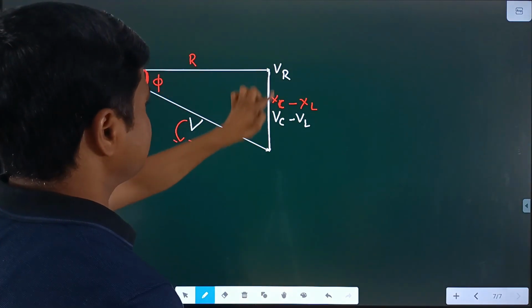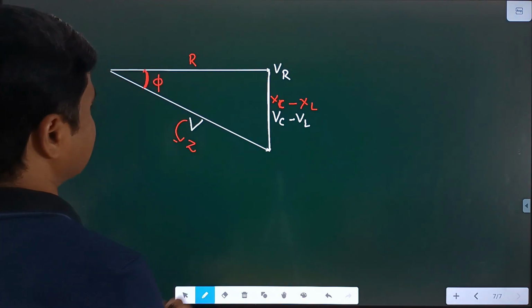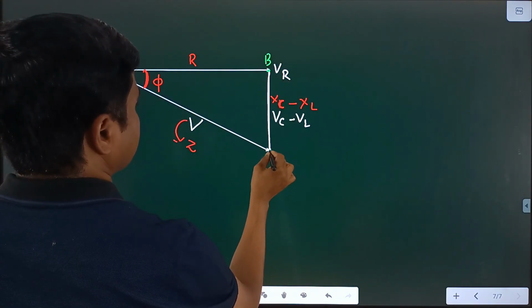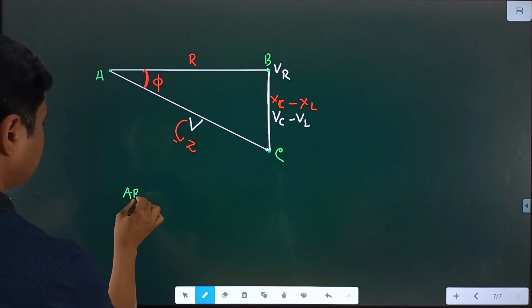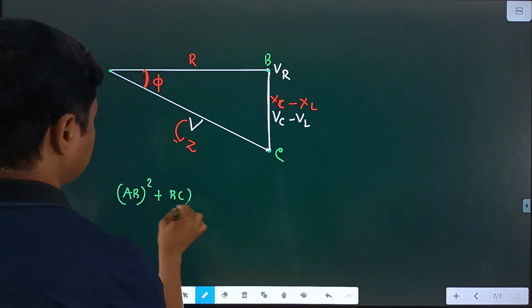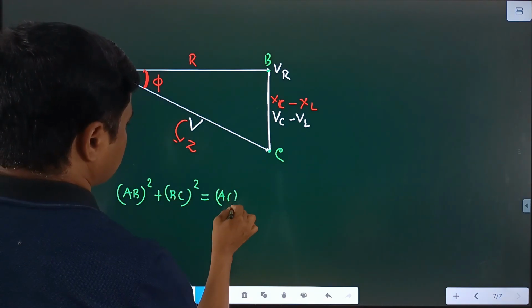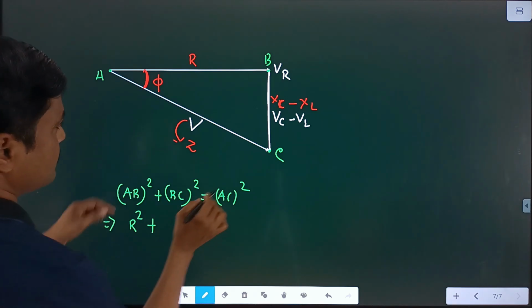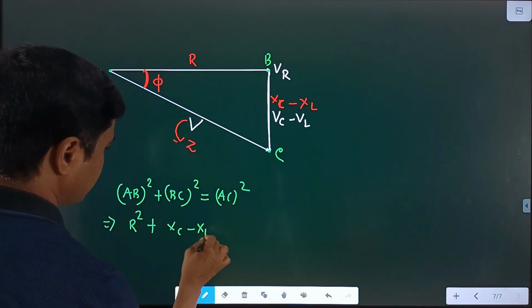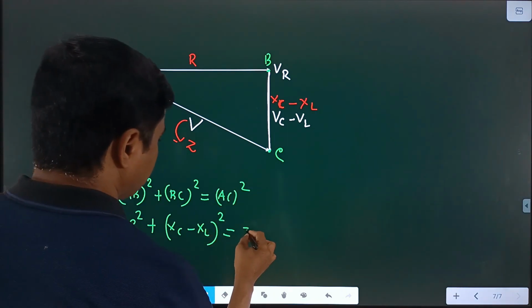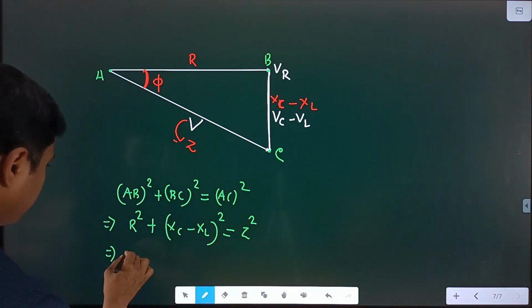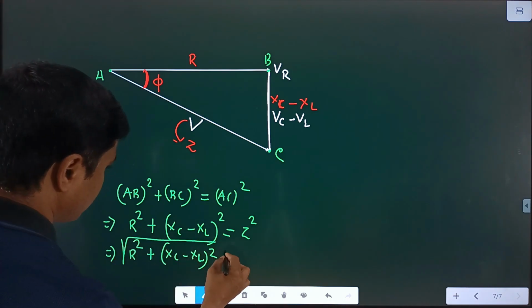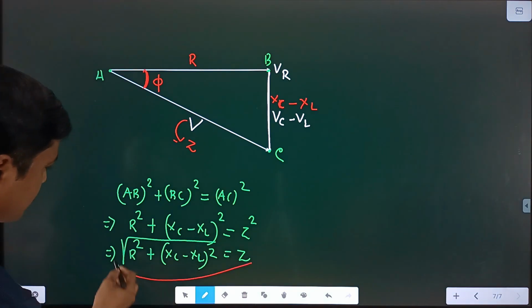So here we write, this one is a right angle triangle, and we name the triangle A, B and C. Square of AB plus square of BC is equal to square of AC. That implies AB is equal to R, so R square, plus BC, we write that is XC minus XL whole square, and AC is equal to Z square. And from this expression we write what is Z. Z is equal to square root of R square plus XC minus XL whole square. Z is for impedance.